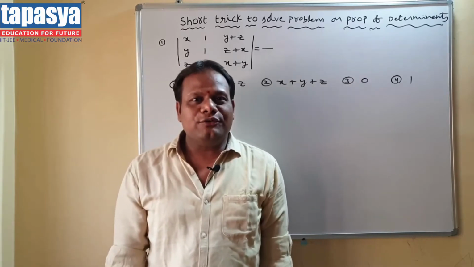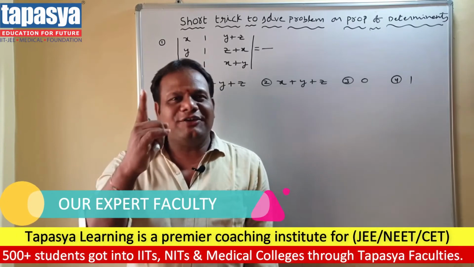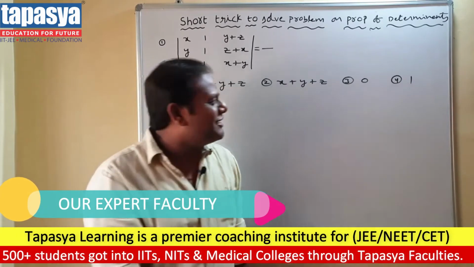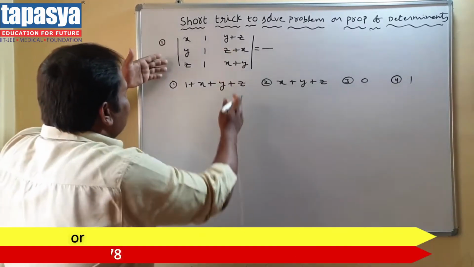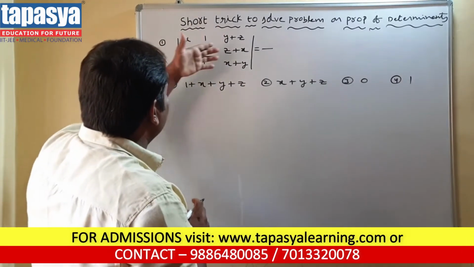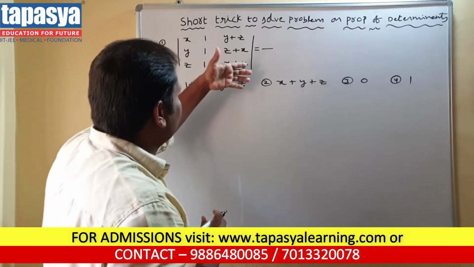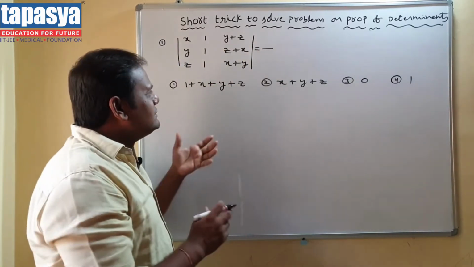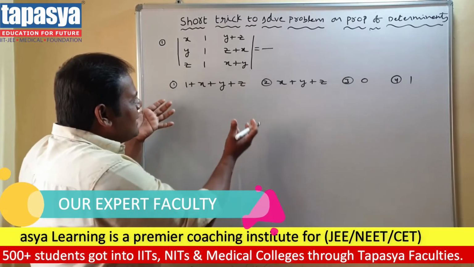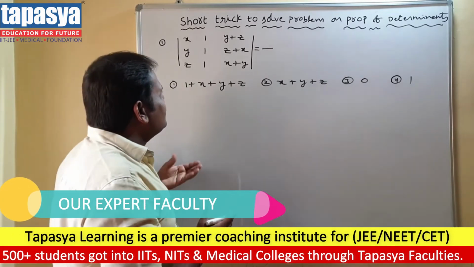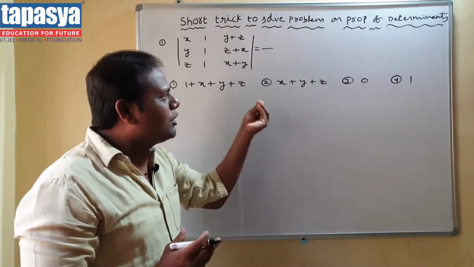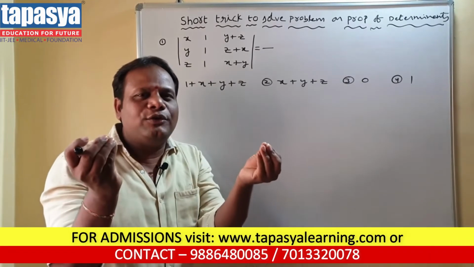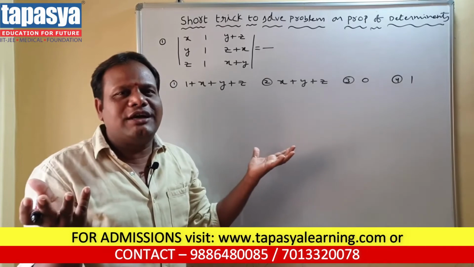Now I am going to give you a super trick to evaluate a determinant. Let's get started. See, coming to the determinant with rows x, 1, y plus z; y, 1, z plus x; z, 1, x plus y, equal to what? To get the answer, there is no need of applying any row transformations or column transformations. If you know the numbers, you can easily give the answer.